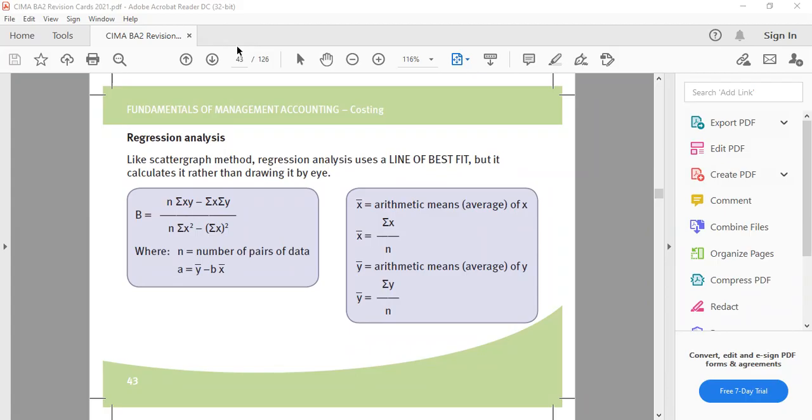b is equal to n into sigma xy minus sigma x into sigma y, divided by n sigma x squared minus, sorry, just sigma x whole squared. We find the value of b, where n is the number of pairs of data. a is equal to y bar minus b x bar.